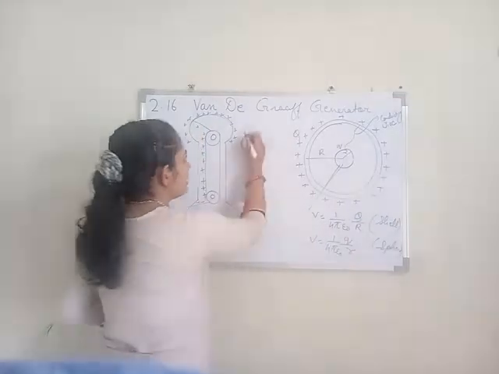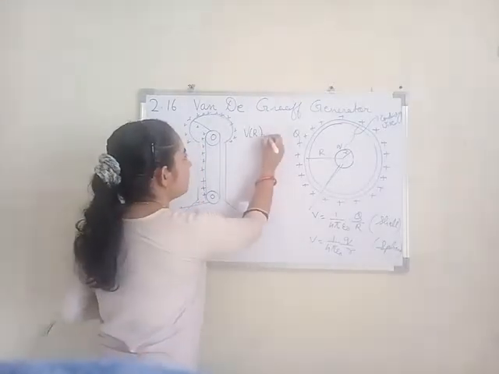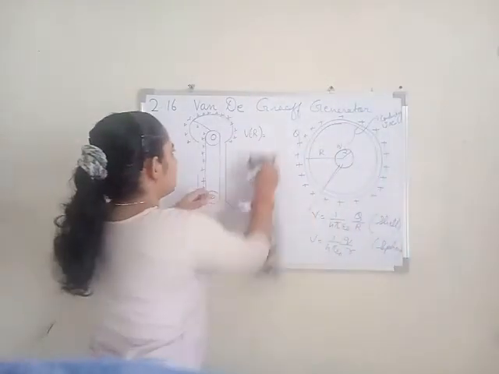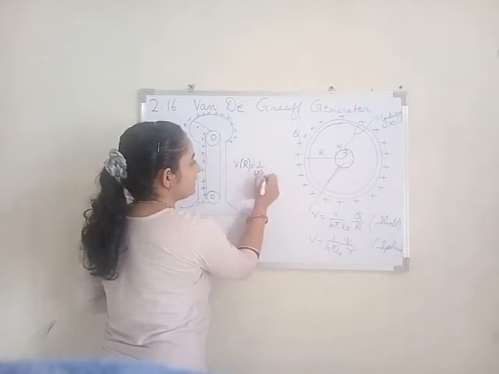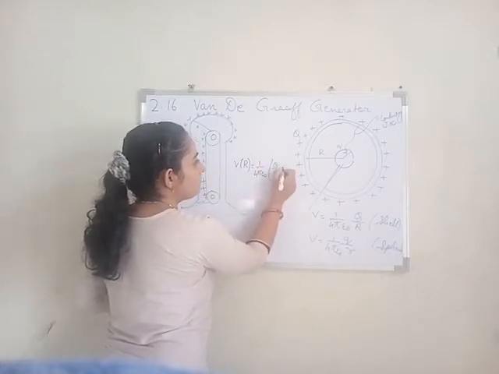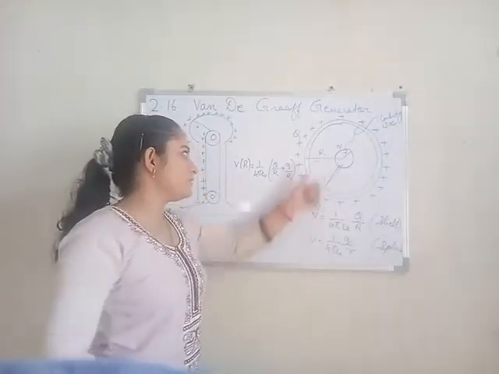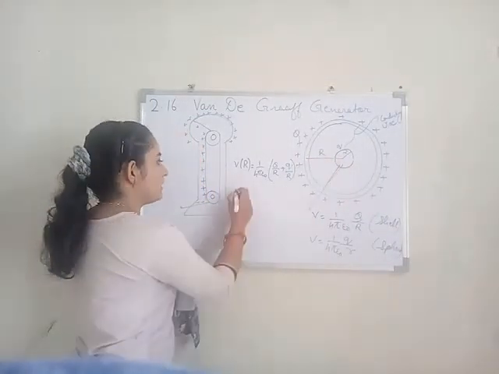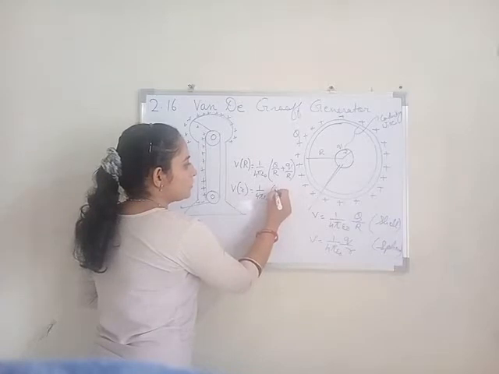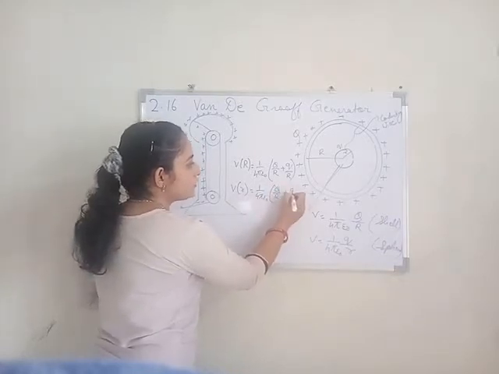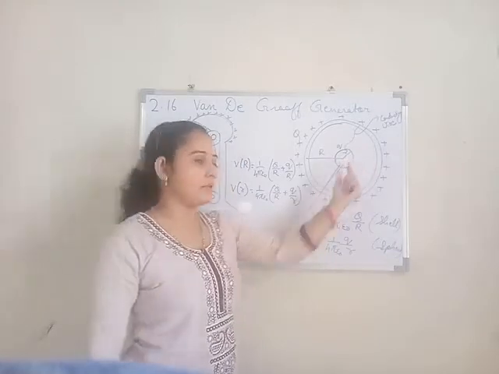Now the potential at capital R will be equal to k Q by capital R plus small q by capital R at the surface at a radius of capital R. Now potential at small r will be equal to k Q by R plus q by small r, because it is at a radius of small r here.